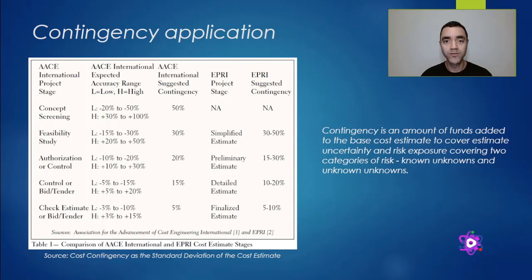As we have with the range of accuracy, the contingency will decrease as we proceed to the end of the project. There are many definitions for contingency, but in a few words, it is the amount of money that you save for risks that you know may happen, or for risks that you don't know may happen.